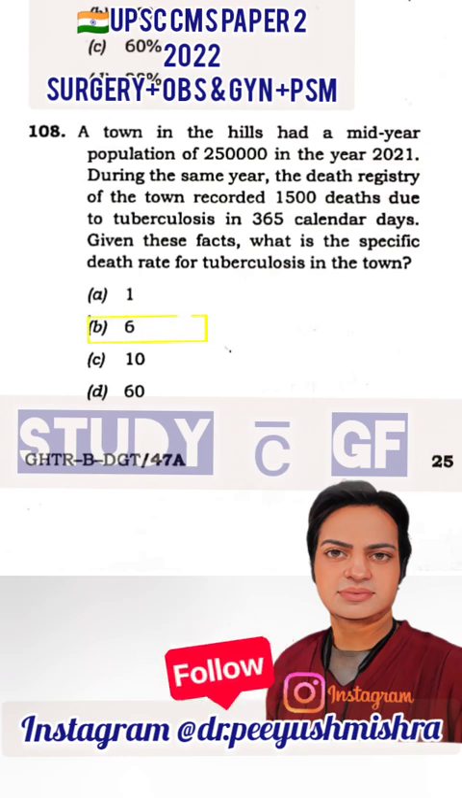A town in the hills has a mid-year population of 250,000 in the year 2001. During the same year, the death registry of the town recorded 1500 deaths due to tuberculosis in 365 calendar days. Given these facts, what is the specific death rate for tuberculosis in the town?